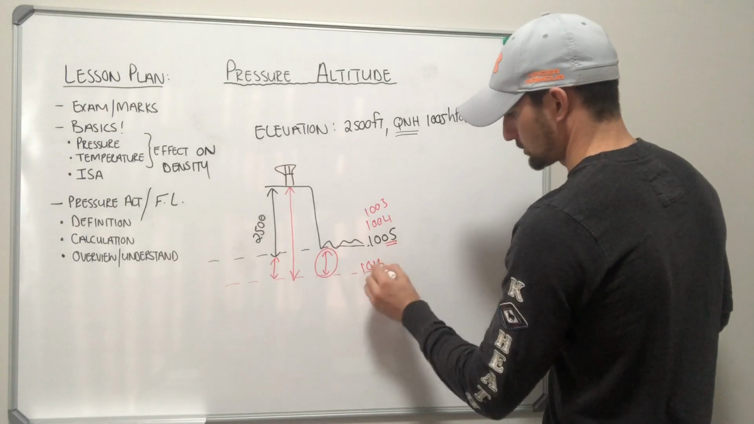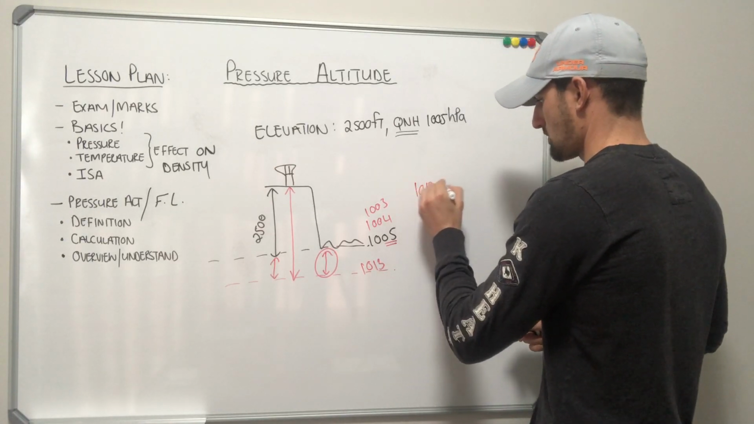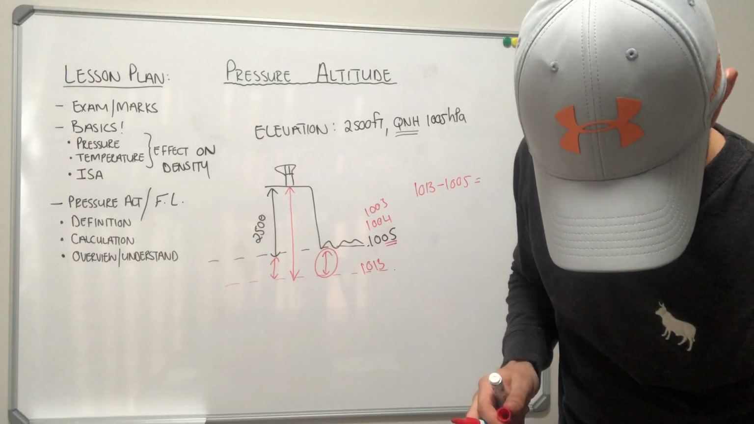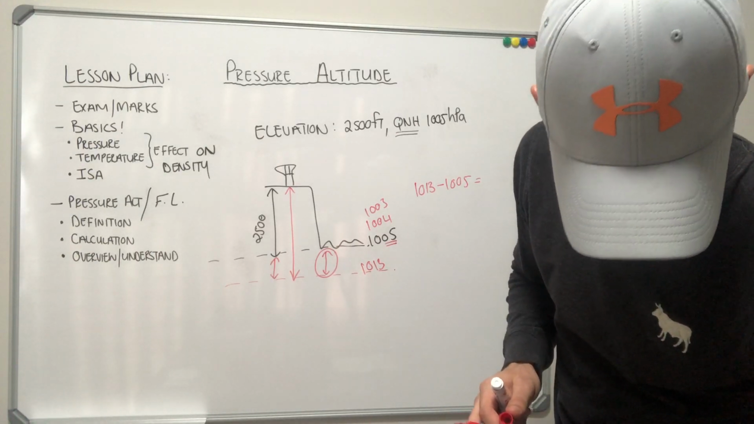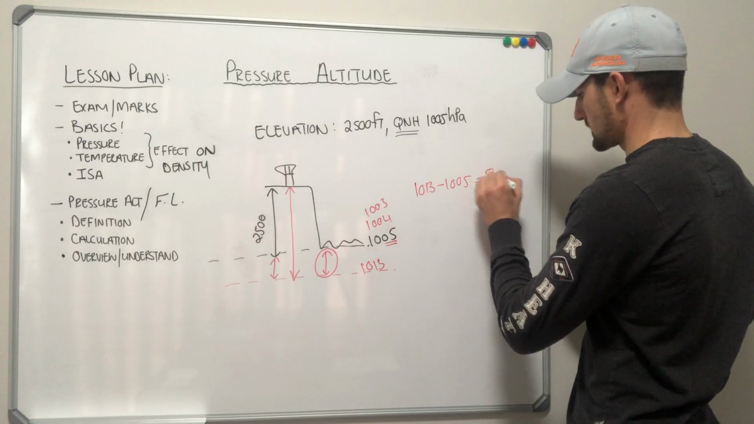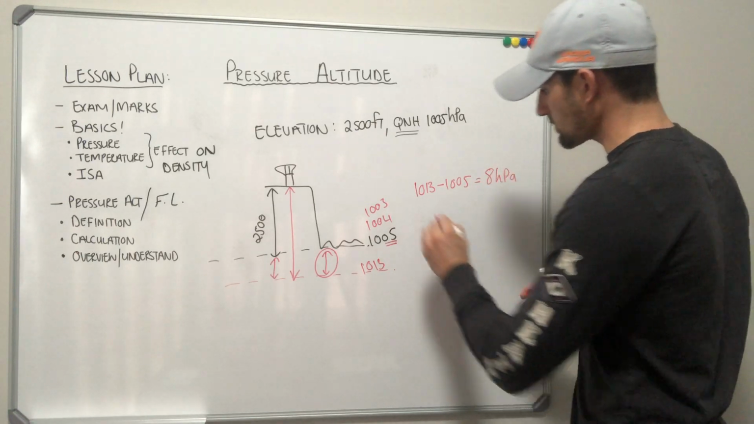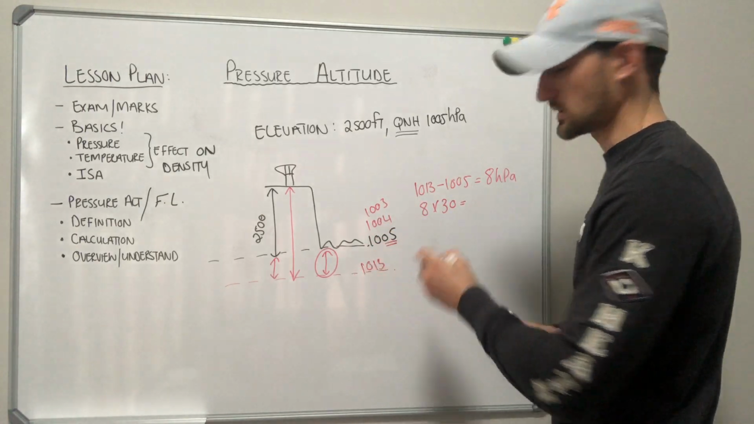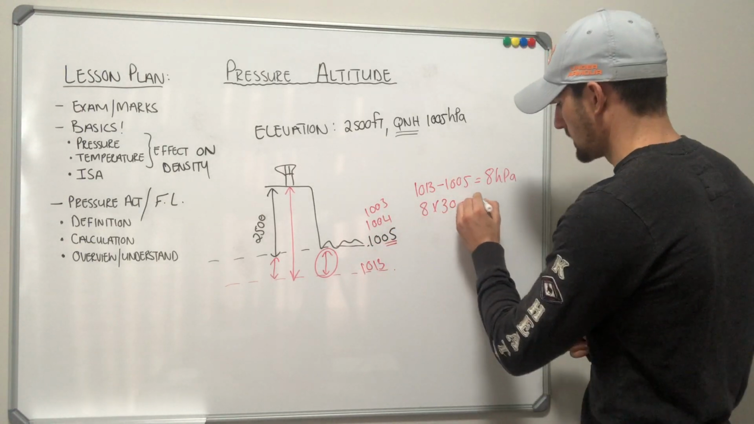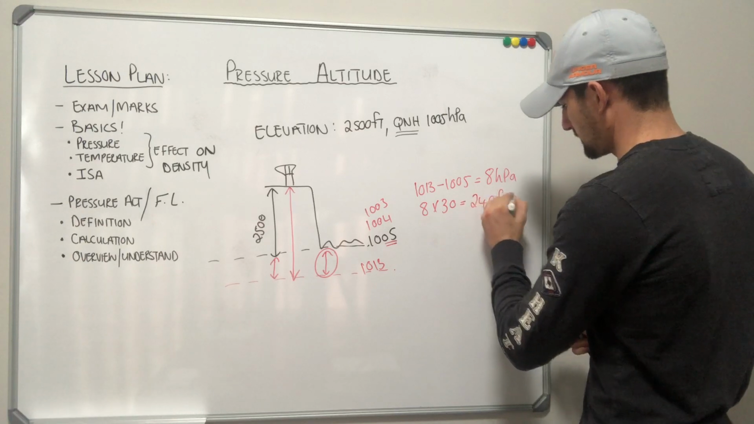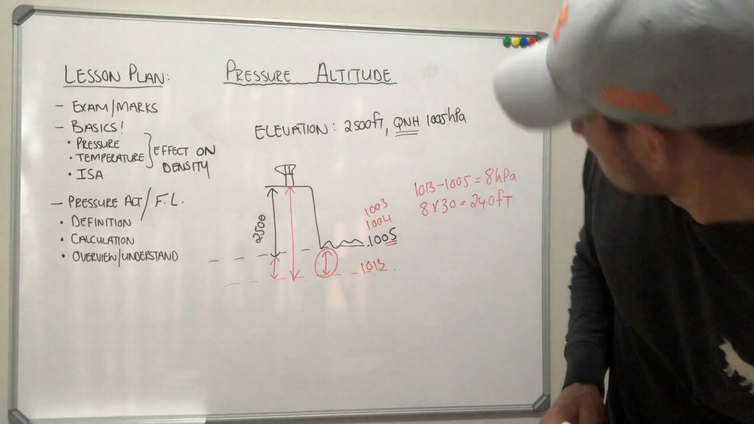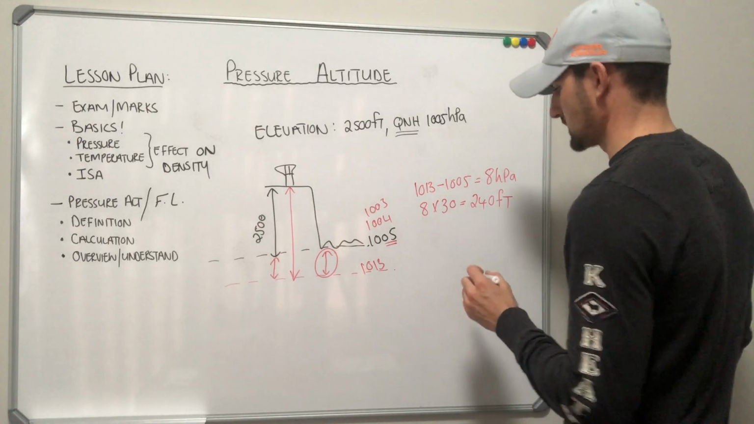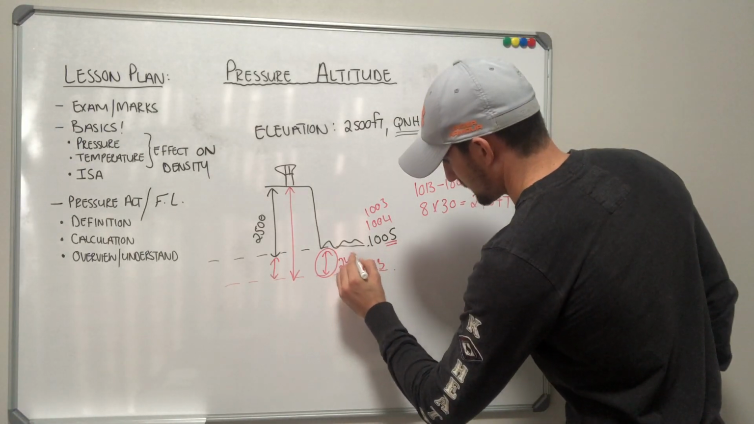Okay, so let's go and determine. So it's 1013 minus 1005, that is equal to, should be 8. Don't want to be making mistakes here now. So that's 8 hectopascals, and then 8 times 30 feet. Once again, CPL ATP 27.7. Okay, this is 240 feet. Let me just make sure. Yep, 240. So this is 240 feet.